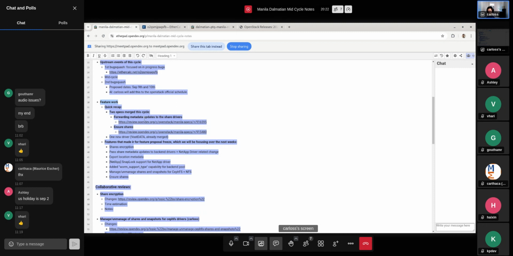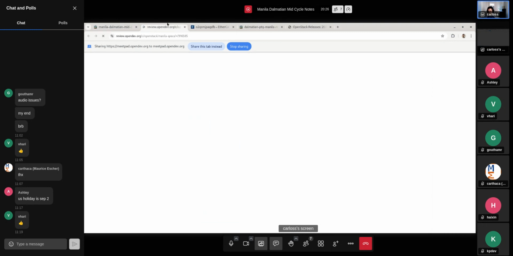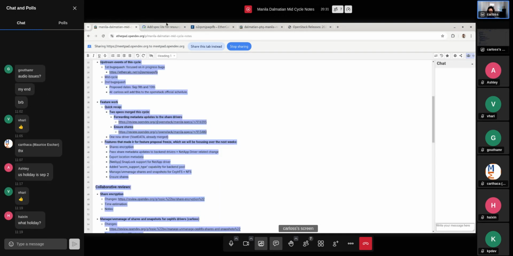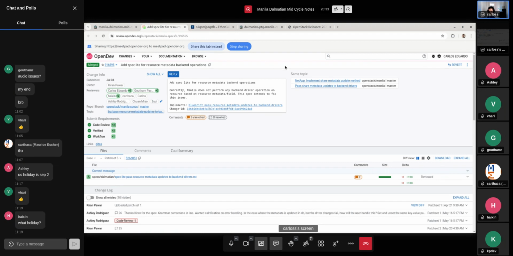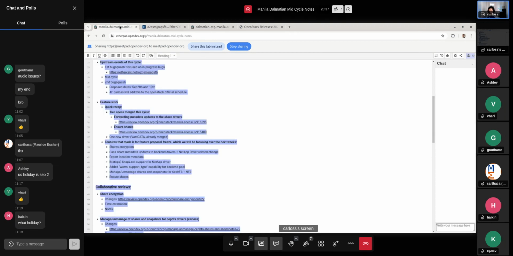The first one is forwarding. I pretty much used a different name that's not exactly the name in the spec, but it's forwarding the metadata updates to the shared drivers. Kiran worked on that very quickly, not only the spec, but also the code implementation.